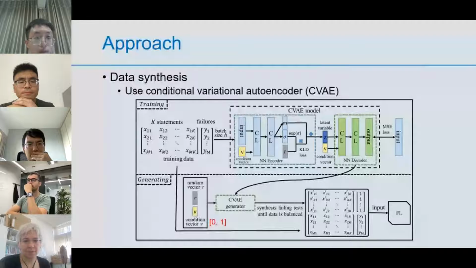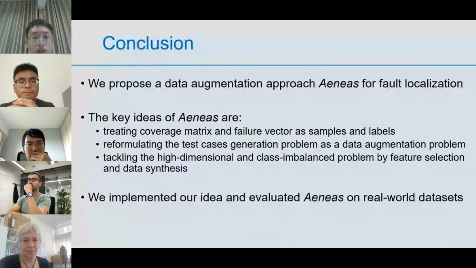In summary, we propose a data augmentation approach, ANIS, for fault localization. The key idea of ANIS is treating coverage metrics and failure vectors as samples and labels.